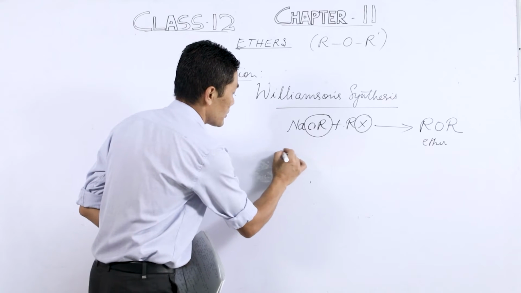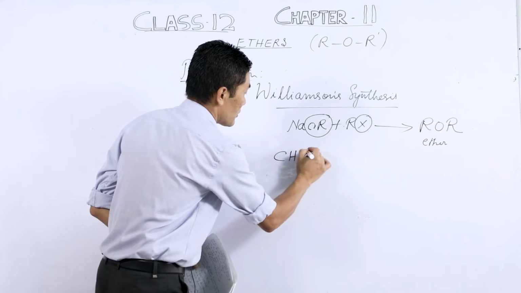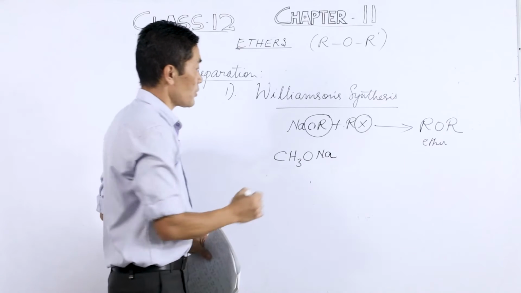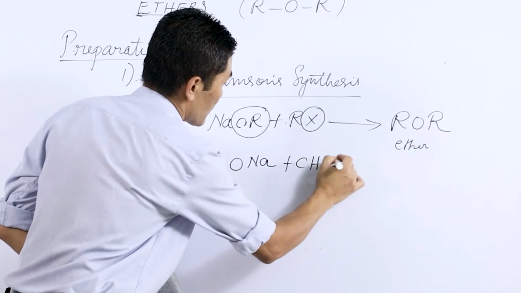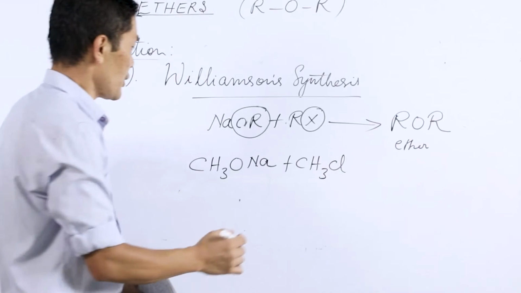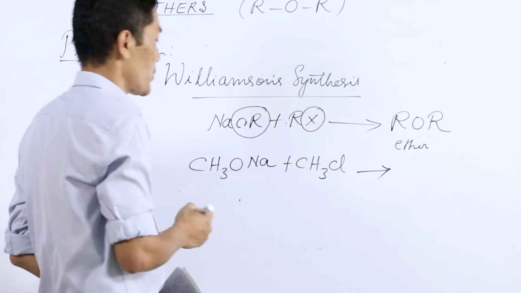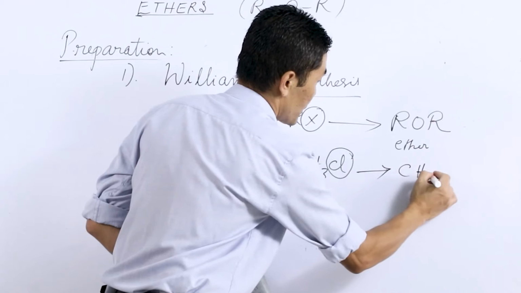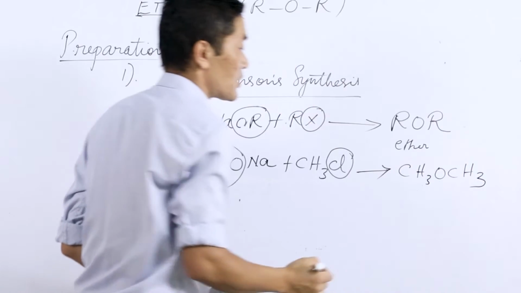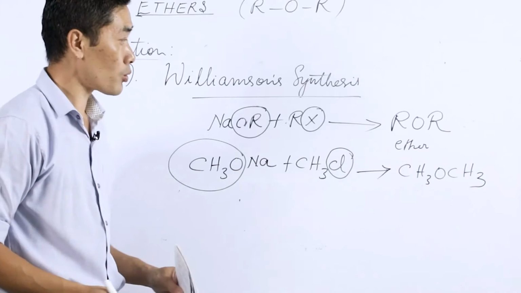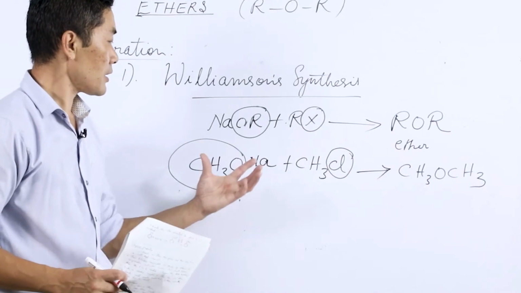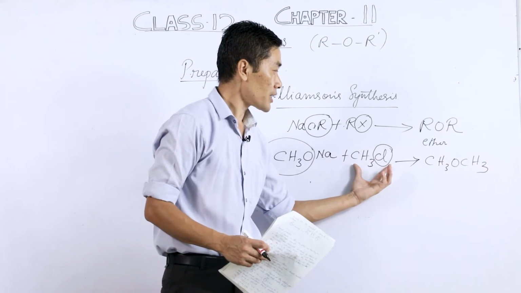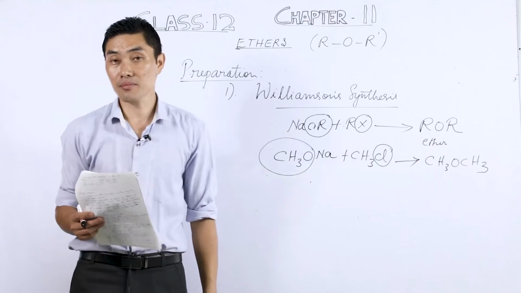Suppose we have sodium methoxide. We treat it with chloromethane, an alkyl halide. Then this Cl will be replaced by the alkoxide group here. Then we get CH3OCH3. This is dimethyl ether or methoxymethane. So by treating sodium alkoxides with alkyl halides, we obtain ethers under this Williamson's method.